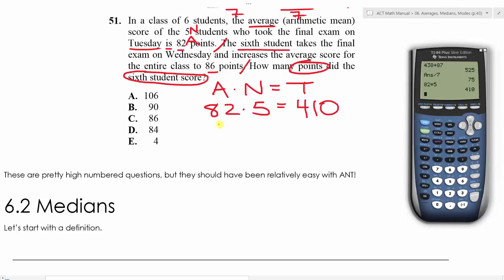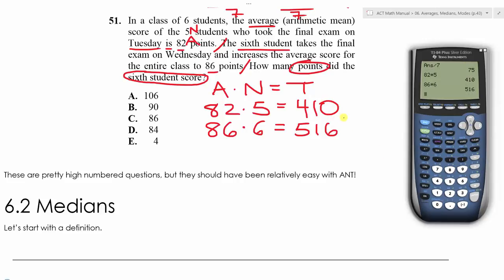So I'm going to do exactly the same thing. I'm not even going to think about it. It's completely robotic, completely automatic. I have a new average. I have a new number of things. I'm going to have a new total points. It is going to come out to be 516. I am going to verify 86 times 6 equals 516.